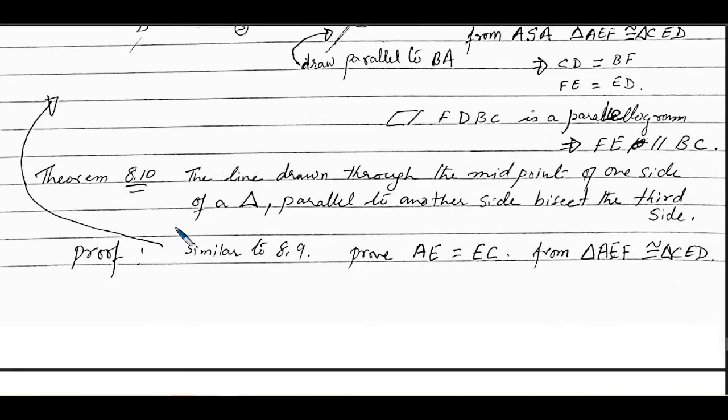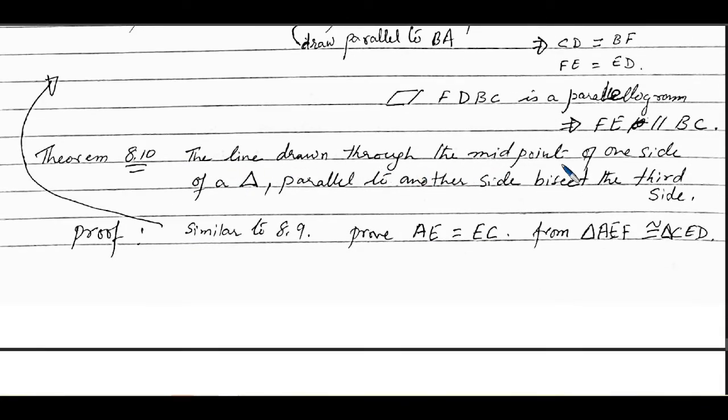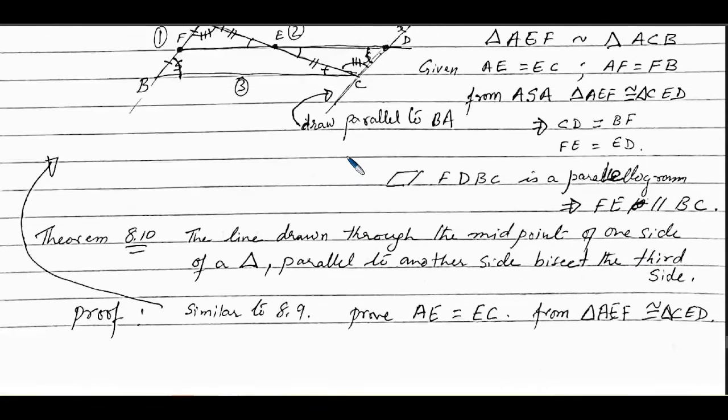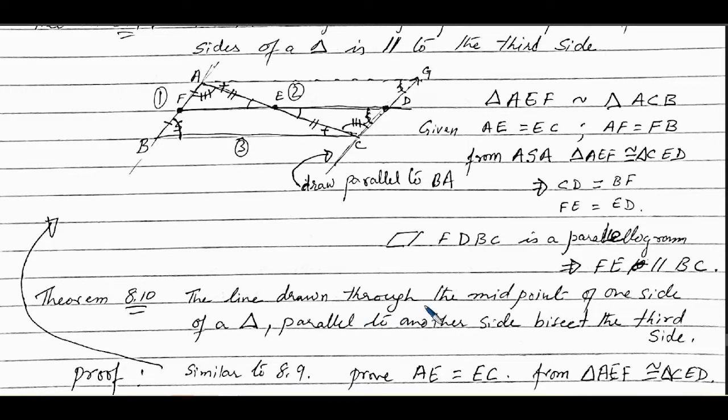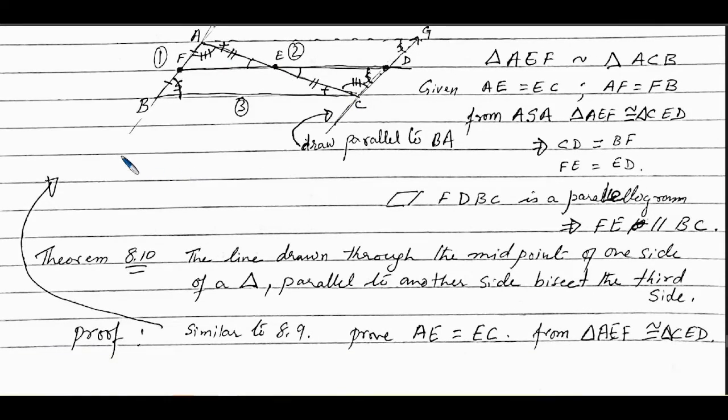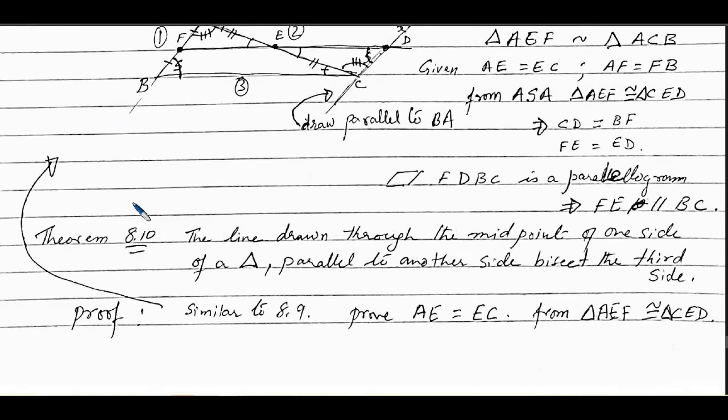Theorem 8.10: the line drawn through the midpoint of one side of a triangle, parallel to another side, bisects the third side. This is the same thing. A line is drawn through the midpoint of one side, and it's parallel. So if it is parallel, it will cut at this point, and E will be the midpoint of AC. This is the same thing, you just rearrange it. I think you should try to do it yourself.